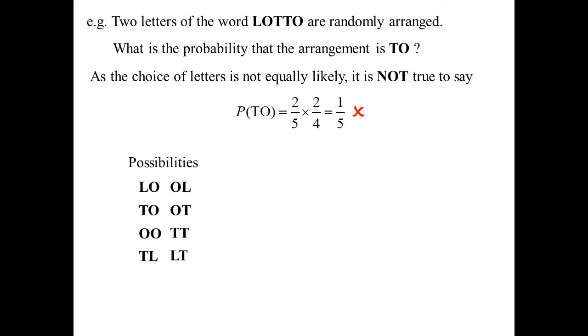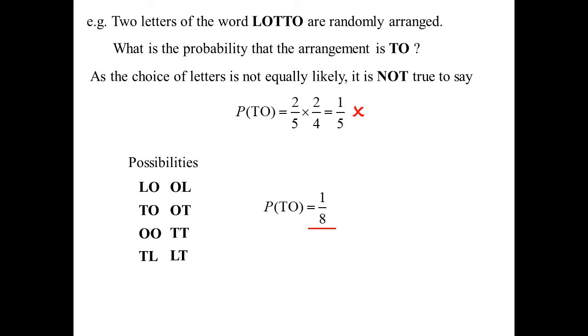Because, of course, here are all our possibilities. Now we want the probability of getting TO, and we can see it's actually 1 in 8. There are 3 cases there that the way I did it originally didn't take into account. Which 3? Which 3 hasn't it taken into account? What do you reckon? The ones that have the same 2 letters, so L, O, T, and T.